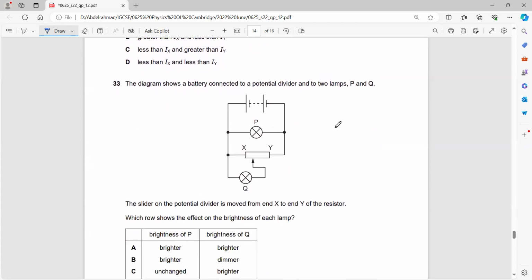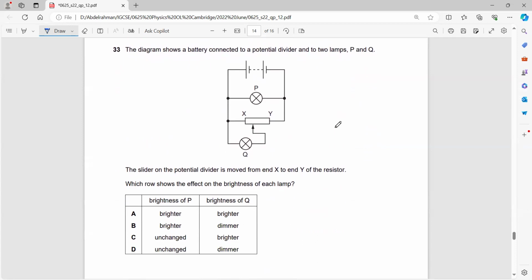Diagram shows a battery connected to a potential divider. The slider moves from X to Y. Which row shows the effect on the brightness of each lamp? P will be unaffected. Why? Because it has the same voltage either way. Whatever you do to the potential divider, P will have the same voltage and the same brightness. Why? Because it's in parallel. It doesn't matter. Okay, it's unaffected.